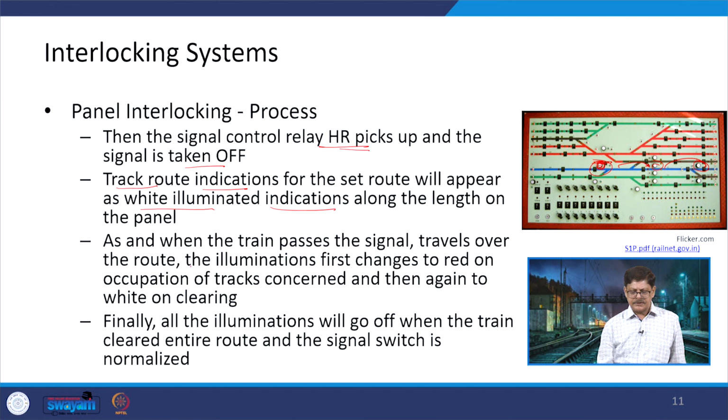As and when, so that is what we said, the train passes the signal, the illumination first changes to red, that shows the occupation of the track, and then it goes to white, and finally it goes off when the train has cleared the entire route and the signal switch is normalized.